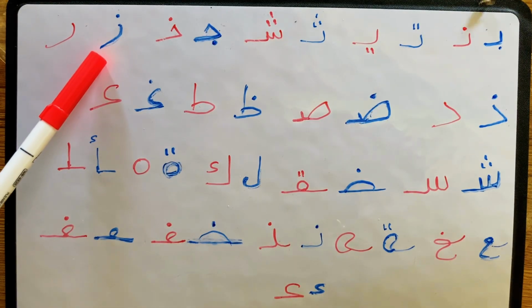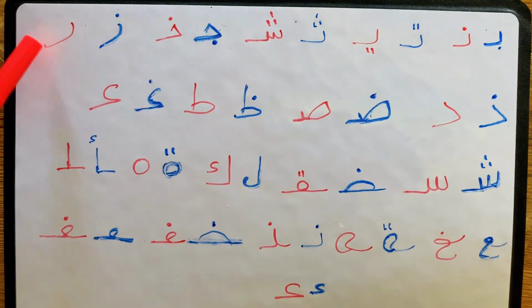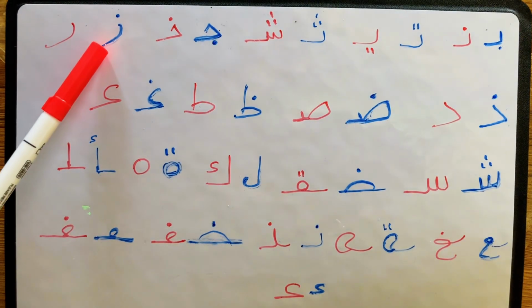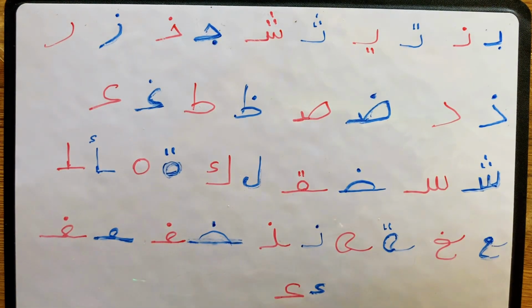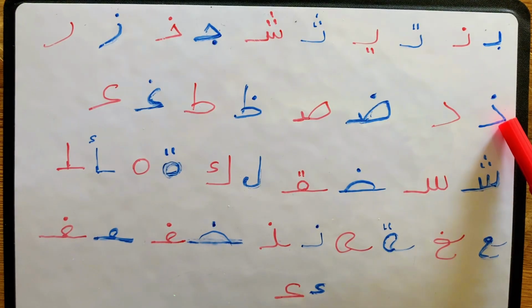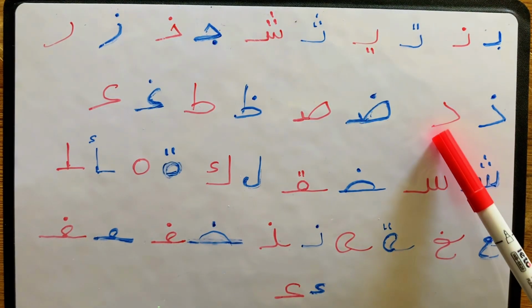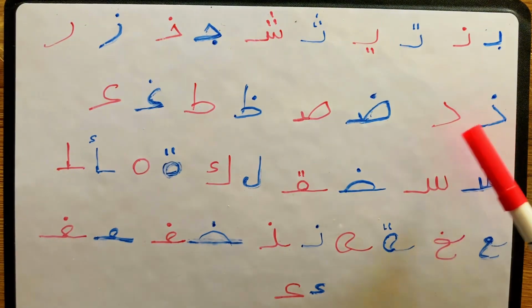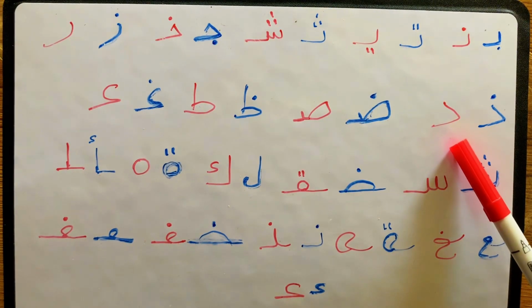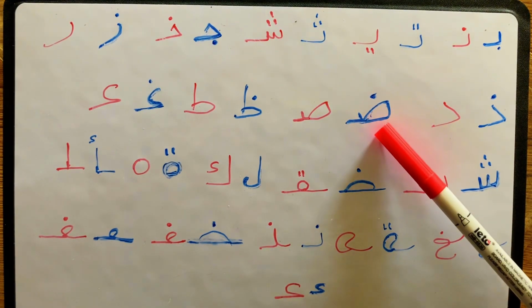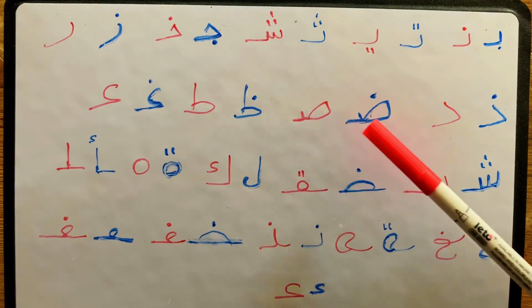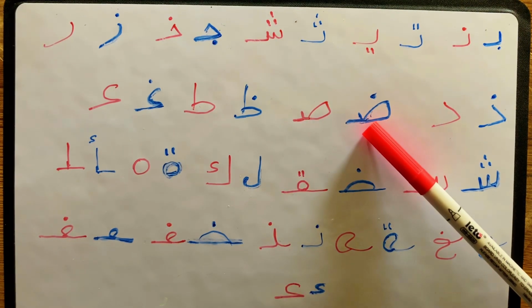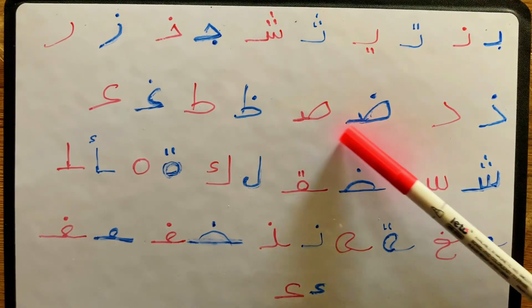Zayyun has one dot. Ra'un has no dots. Zalun, Dalun, you can see Zalun has one dot. Dadun, Sadun. Dadun has one dot. Sadun has no dots.